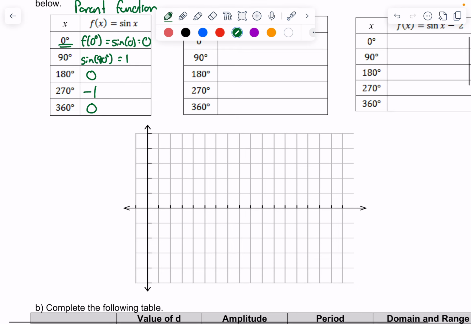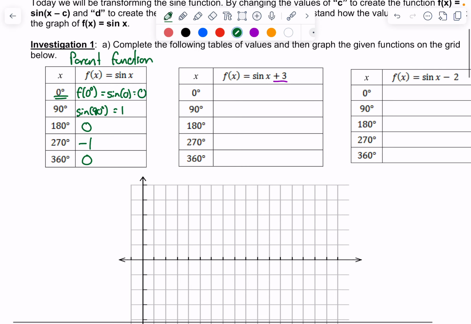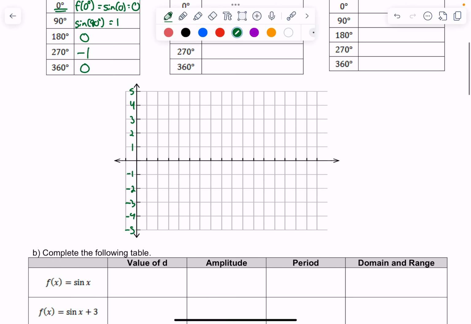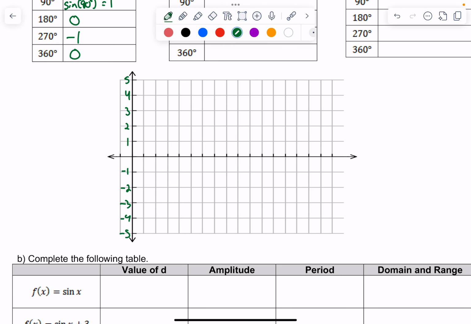So plot our parent function. Let's decide. We have to go up 3 and down 2. So if we call this 1, 2, 3, 4, and 5, we should be fine. And let's make each one of these ticks on the horizontal 30 degrees. So 30, 60, 90, 120, 150, 180, 210, 240, 270, 300, 330, 360. Perfect.